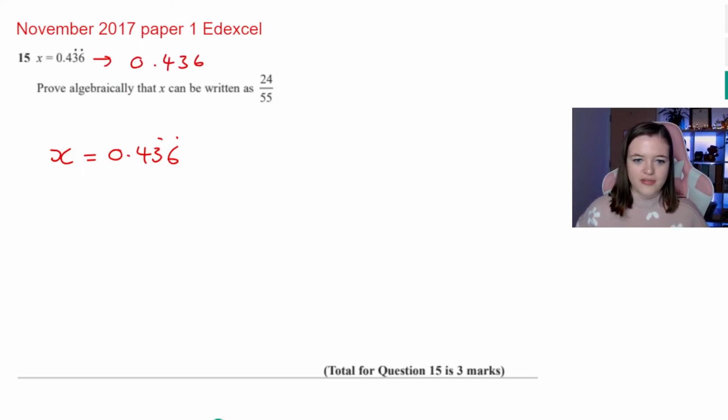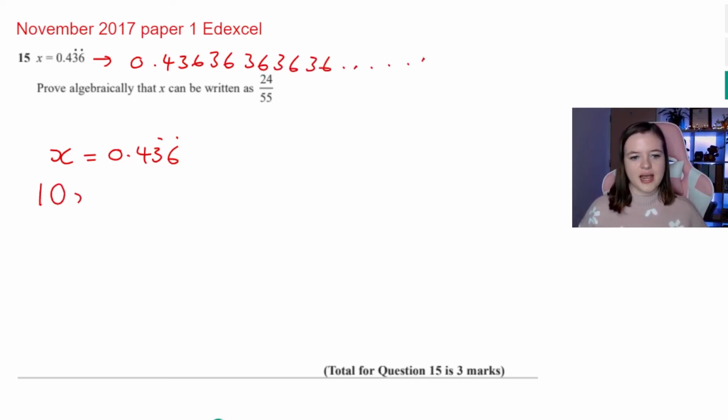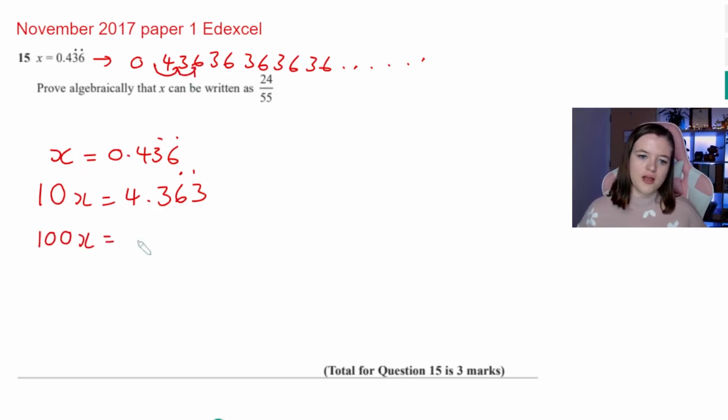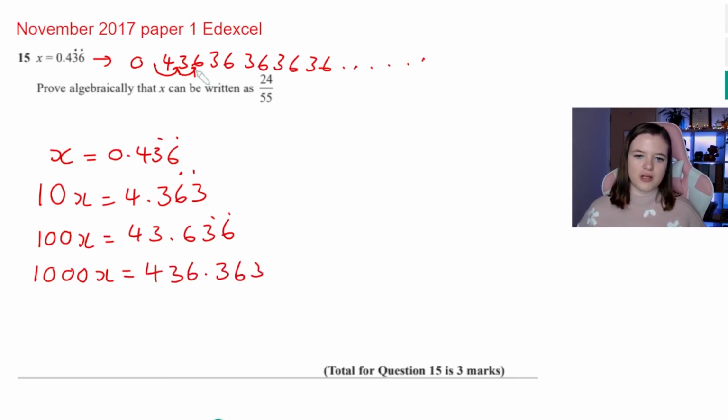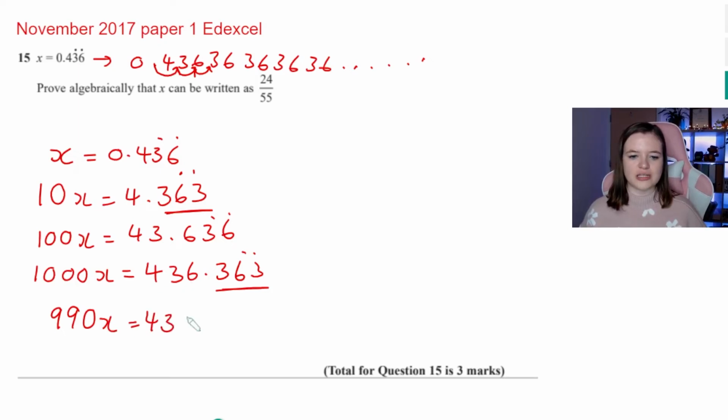So that's 0.4 and 36, 36, 36, 36, 36, okay. Then let's times this by 10. So 10x is then equal to 4.363, like that. And then times it by 10 again, 100x is then equal to 43.636. And then next one, 1000x is then equal to 436.363. And these two are the same, so let's subtract them. So 1000x take 10x, 990x. 436 take 4, that is going to be 432.